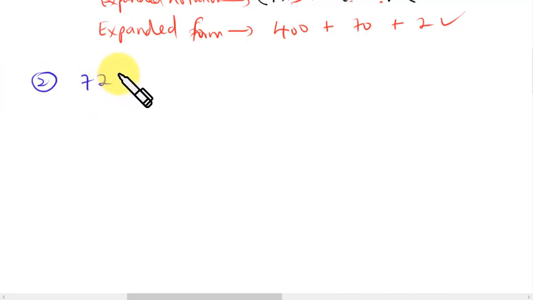Now let's look at another example too here. Let's write the number 7238 in expanded form. Now how do we pronounce this number? We have 3 digits at the back here, so we say 7238.